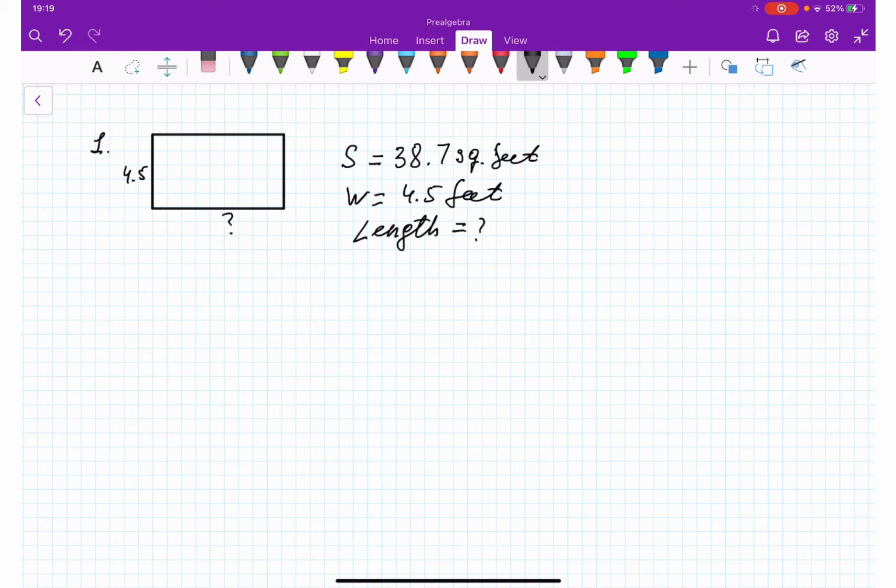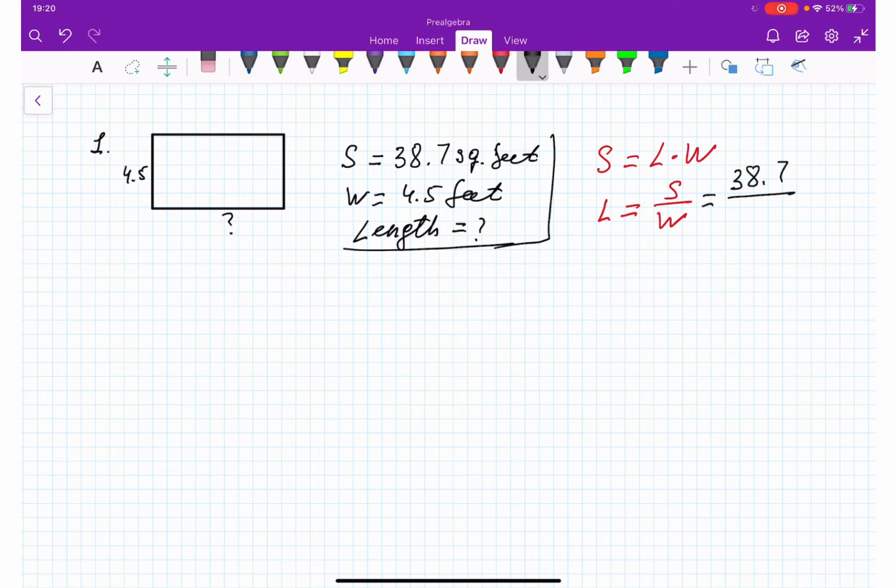All right. So area is equal to length times width. We have the width, we have the area. So length is equal to area divided by width, which is 38.7 divided by 4.5, and we get 8.6 feet.